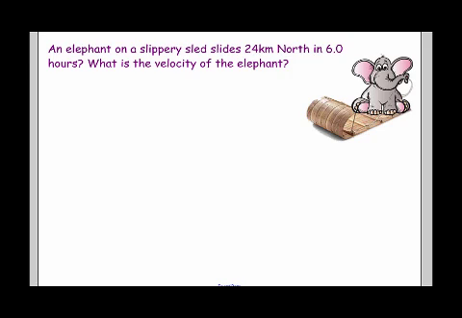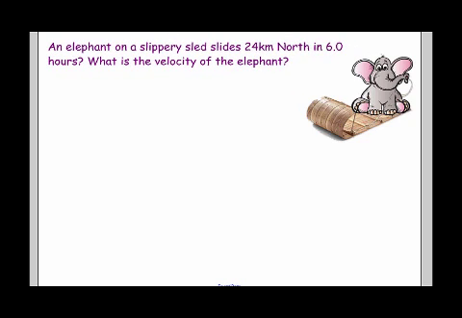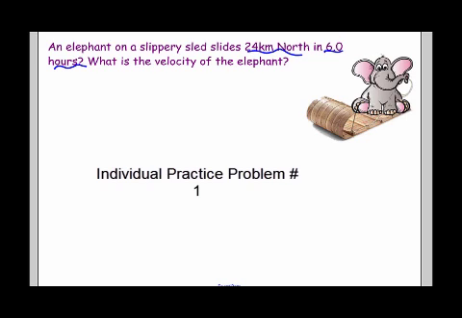Okay, let's take a look at another example here. This one says an elephant on a slippery sled slides 24 kilometers north in 6.0 hours. What is the velocity of the elephant? So what I'd like you to do is pause the video here, try this question on your own. When you're finished and you have your answer, press play to see the solution.